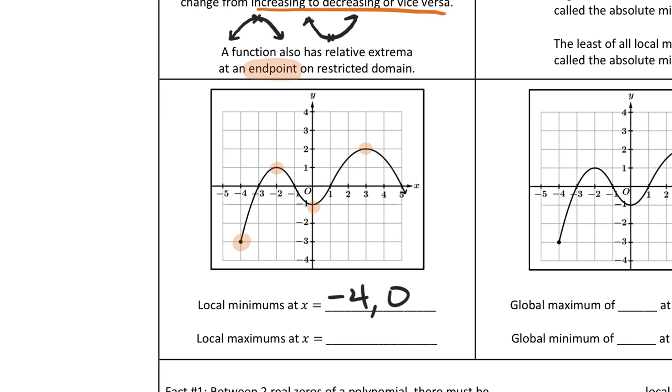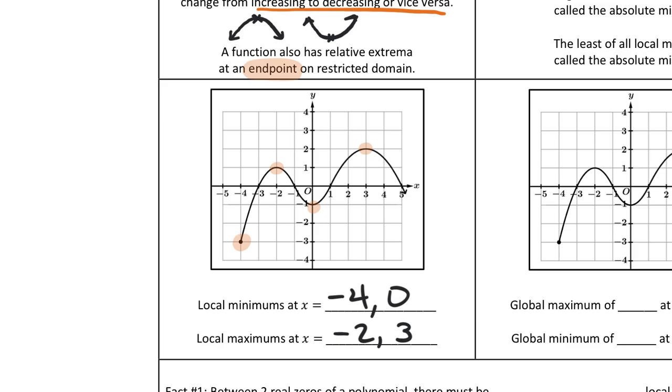I put a comma. Okay, where are the local maximums? And where else? Fabulous. So when I'm asking about extrema, for the most part, I'm asking for their x location. Do we feel okay about that?